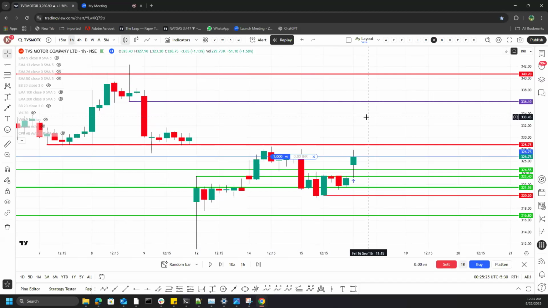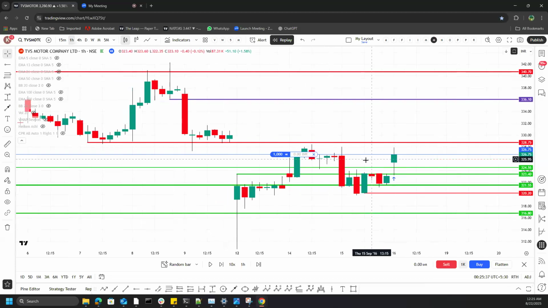Now, what are my targets? Now you may ask the question, yes, there is an immediate resistance. Okay, now what is your target? See, if you see, there is this big red candle. Probably the weak traders have removed it, before breaking out of this particular level.